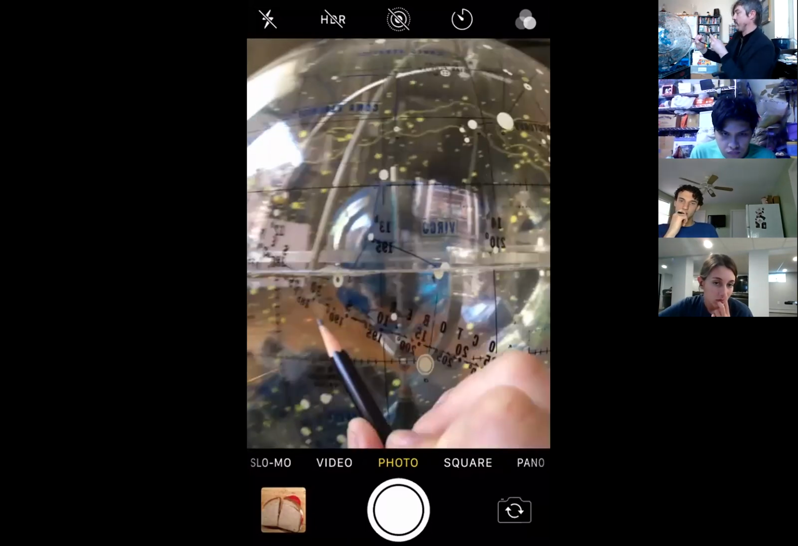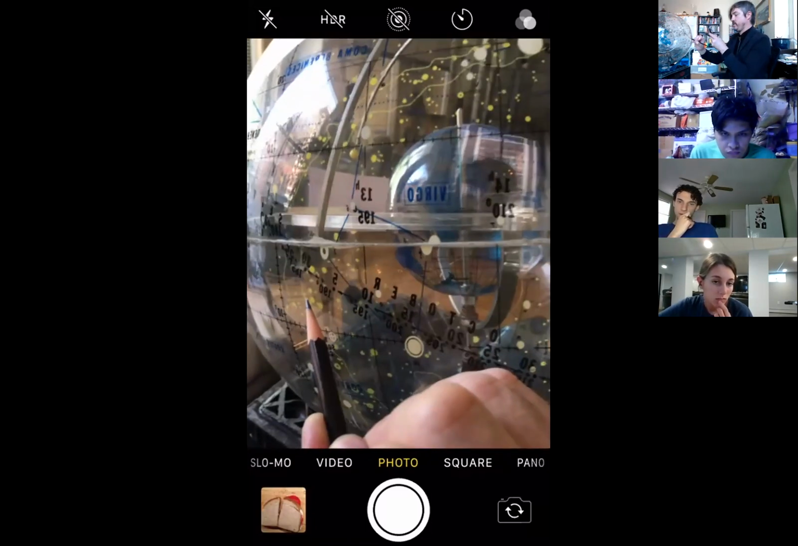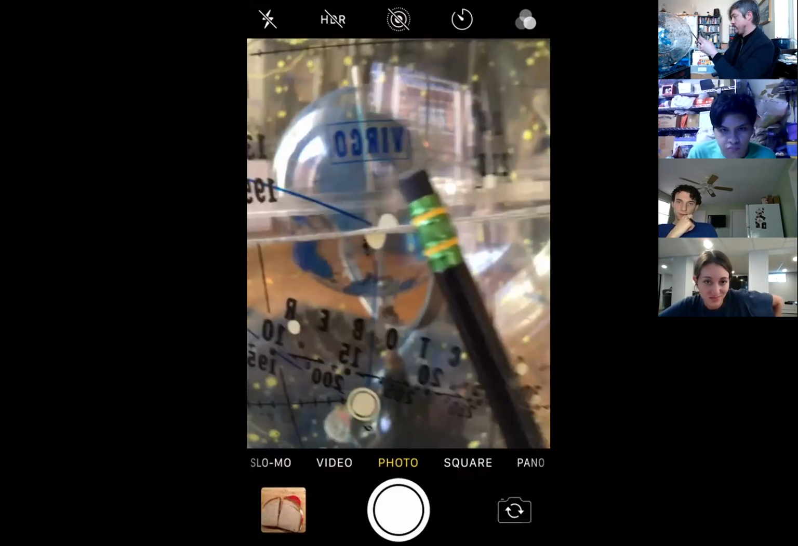Oh, there's too much glare on this globe. This is kind of one of the tougher labs. If you notice, you're in this constellation, and that's Virgo.